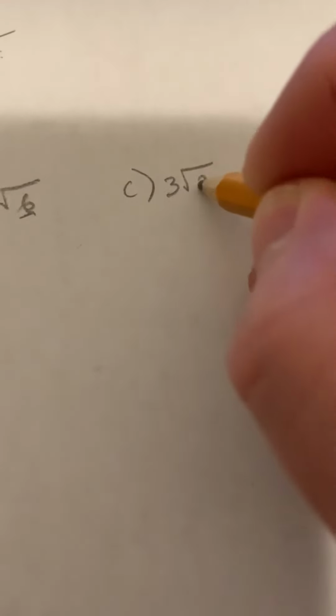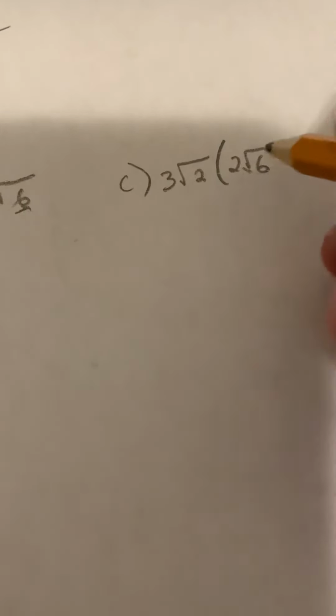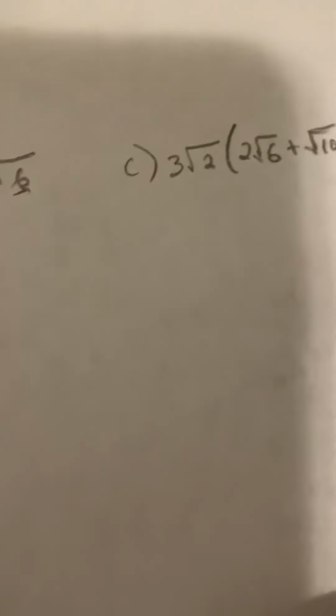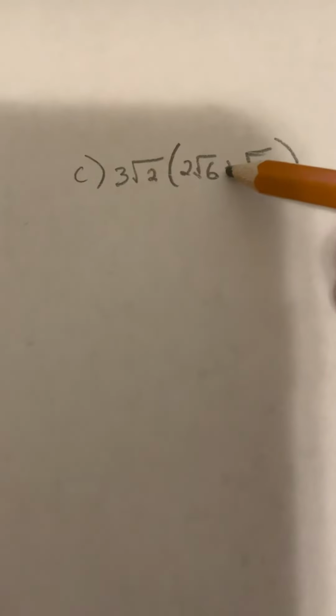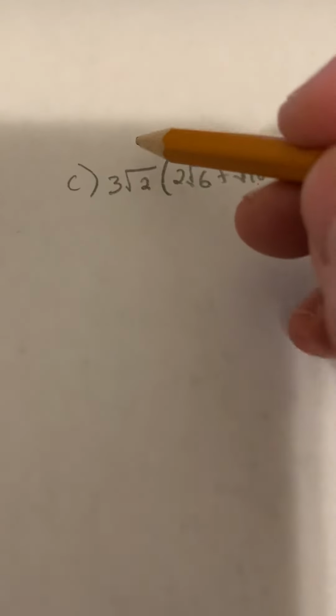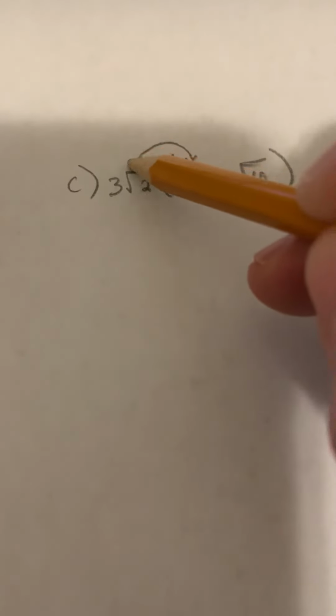Okay, moving on to C. 3 root 2 times 2 root 6 plus root 10. Okay, so we have a radical outside the brackets, and then two radicals inside the brackets. This has an addition sign, but you'll learn in the next example that we can't add these together. So what we want to do is distribute the radical outside to both the terms inside of the brackets.